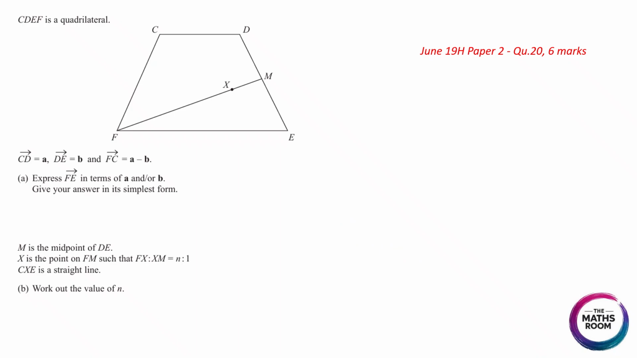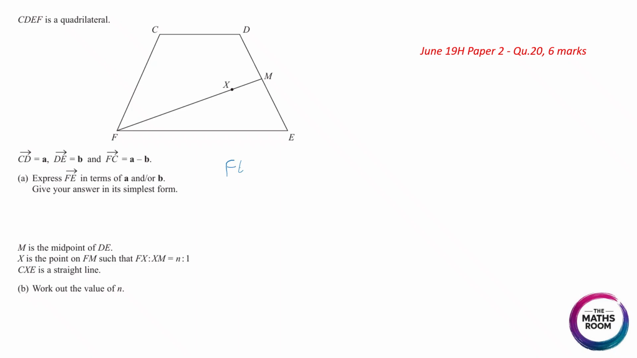Okay, so CDEF is a quadrilateral. CD is A, DE is little b, FC is A minus B. Express FE in terms of little a. Okay, right, straightforward.